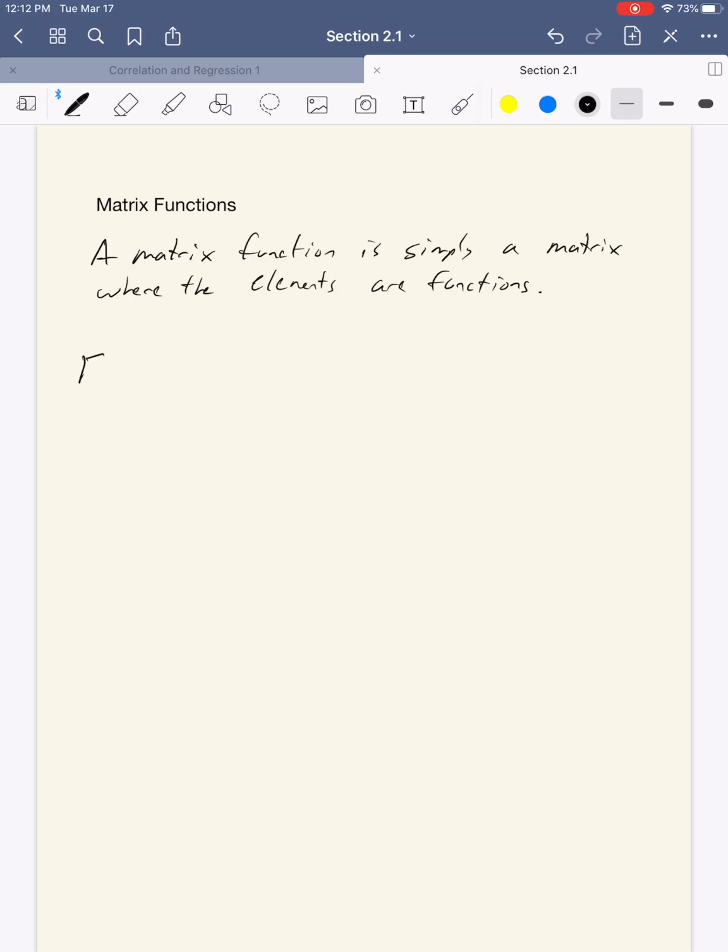What's an example of that? Well, there's no limitation that a matrix function has to be square, so you might have something like A of x, which might be a matrix that looks like x squared, 3x, e to the x, 2x, 5, and maybe x cubed, right? So that would be a matrix function, where every element in that matrix is a function of x.